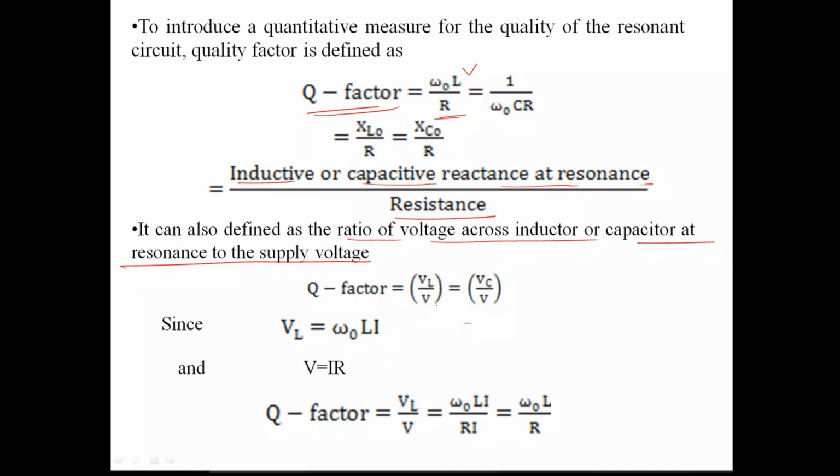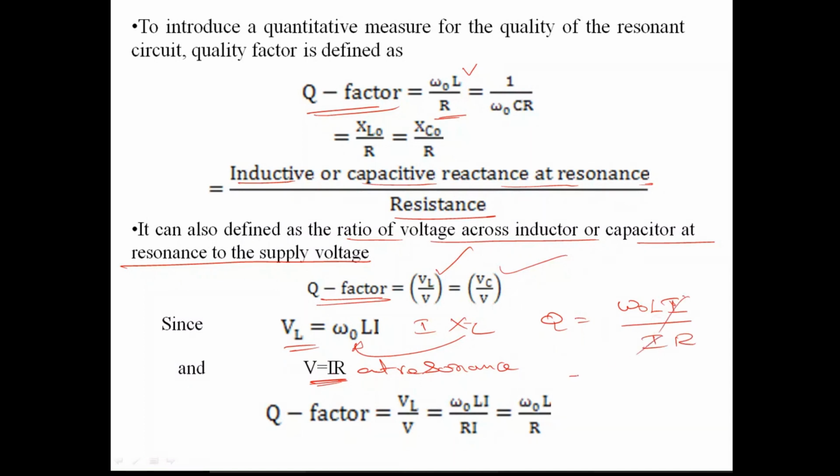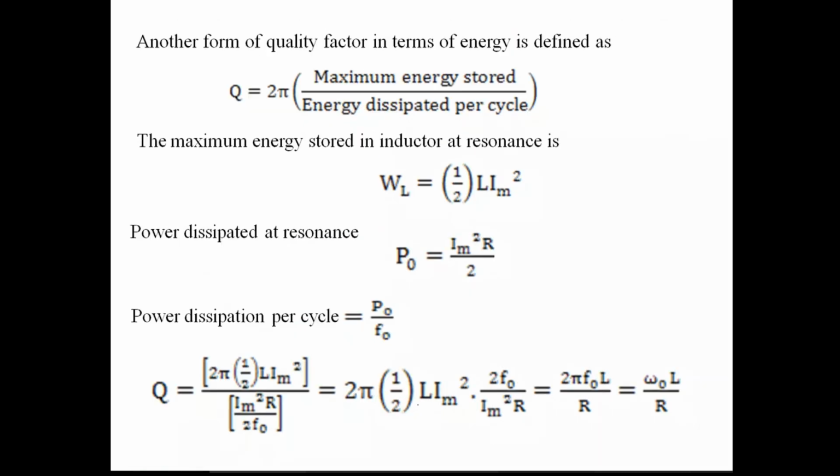Therefore, for the quality factor Q, we can use either this or this one. What is VL? VL is equal to I into XL, where XL is nothing but omega naught into L. And V is equal to I into R, at resonance only. Therefore, your Q factor becomes VL by V, that is omega naught L I by I R. Then I cancels, and we get omega naught L by R as the quality factor, which we have defined here. Similarly, you can define the quality factor in this way also.